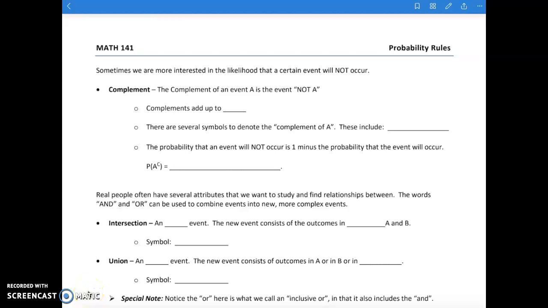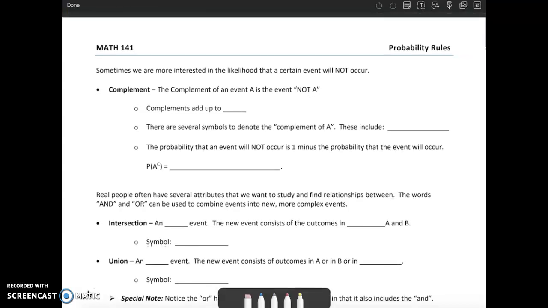In this section, we're going to look at some more advanced probability rules. Sometimes we are more interested in the likelihood that a certain event will not occur. This is called the complement. The complement of an event A is the event not A. Complements add up to 1 or 100%.